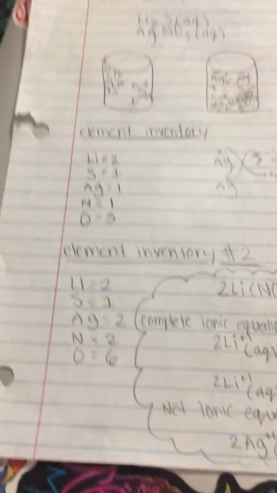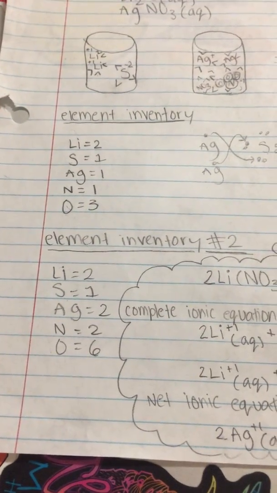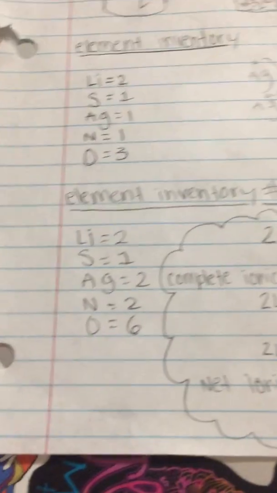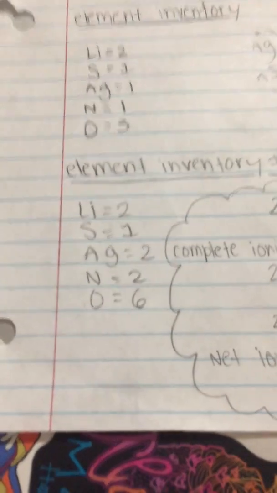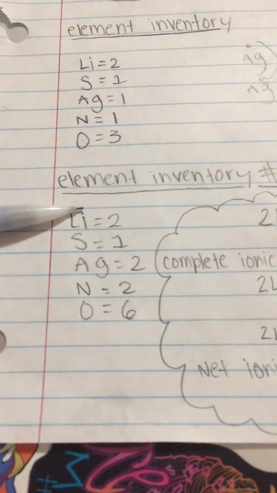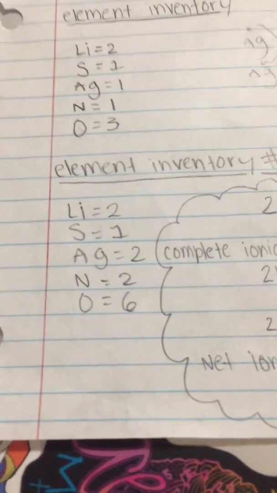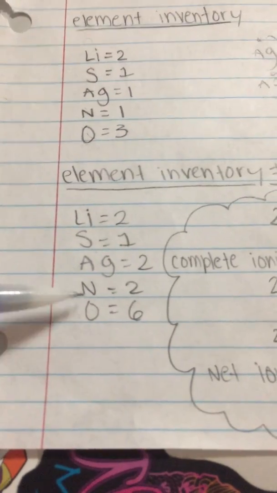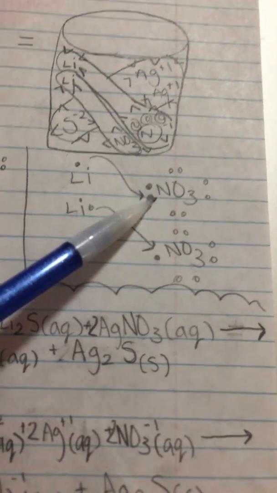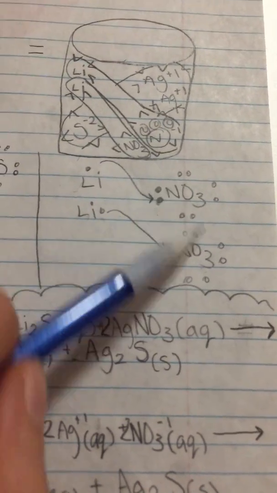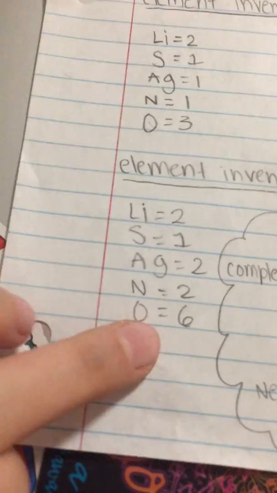Now we're going to make our second element inventory, and this is just to add the changes that we made. Sorry, I'm kind of sick. So lithium is still 2, sulfur is 1, but Ag is now 2 because we added it here. Same thing with nitrogen and oxygen. Because we added another nitrate, we have 2 nitrogens now and 6 oxygens. So that's why that's like that.